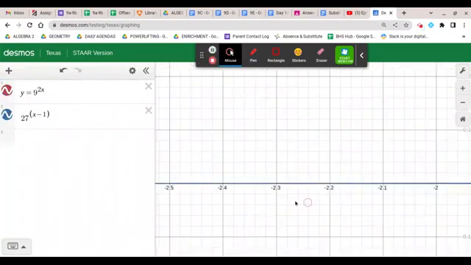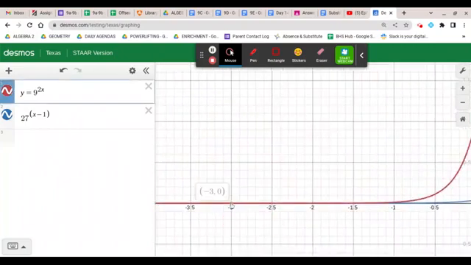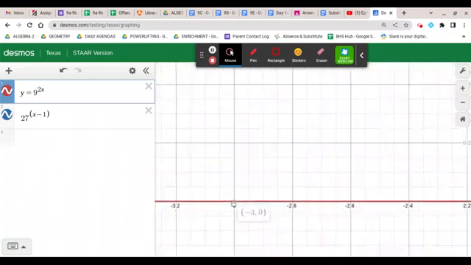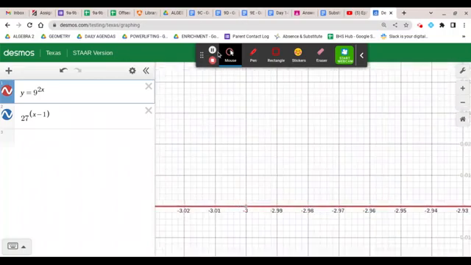If we do the math, we should have gotten to -3. And that's where both of these graphs are going to meet, at -3, 0. And that's it. So get on that, and you guys have a good one.